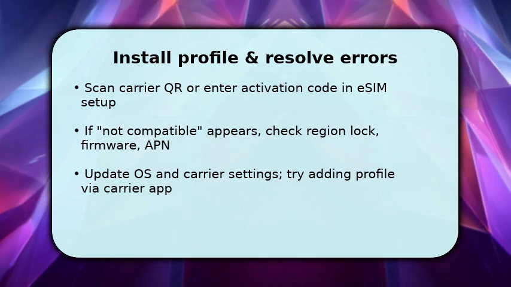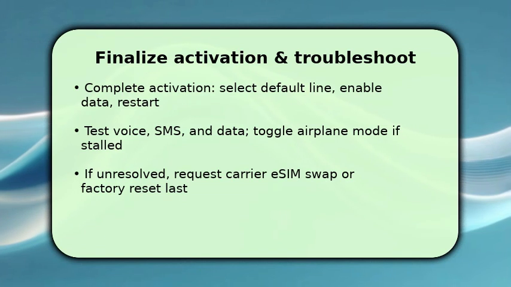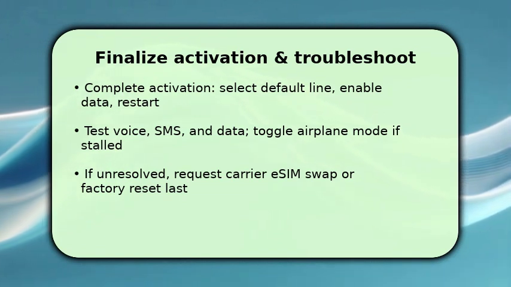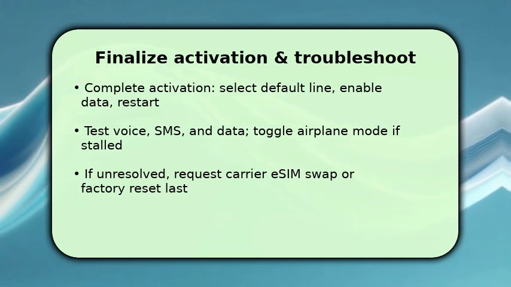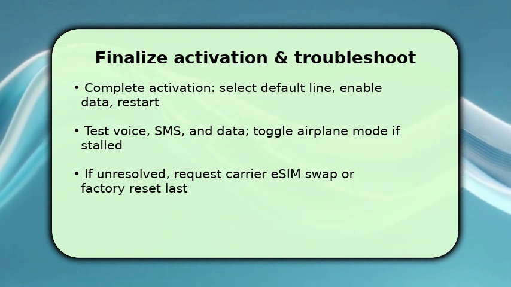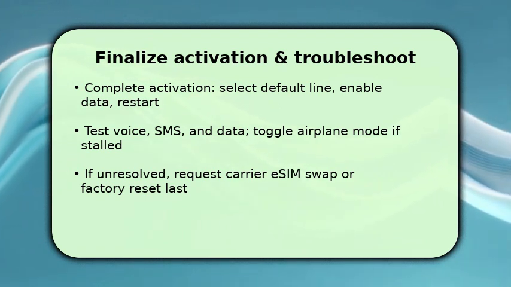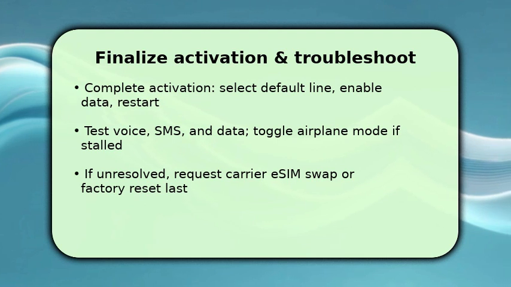You finish by selecting the new plan as the active line, enabling cellular data and preferred voice settings, then restart the device to finalize registration. Test voice, SMS, and internet. If provisioning stalls, toggle airplane mode and retry or remove and re-add the eSIM profile. If problems persist, ask the carrier to push a remote eSIM swap or reissue the QR.